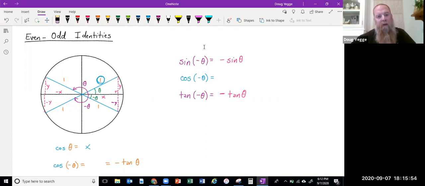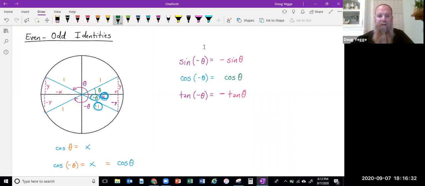But now let's take a look at cosine of negative theta. If I look at cosine of negative theta, notice that the x coordinate didn't change. I'm using the same exact sides. So cosine of negative theta is in fact x. So instead of seeing that these are now opposites of each other, we should recognize that cosine of theta and cosine of negative theta are exactly the same. So cosine of negative theta is actually cosine of theta. Notice I did not pull the negative out to the front.